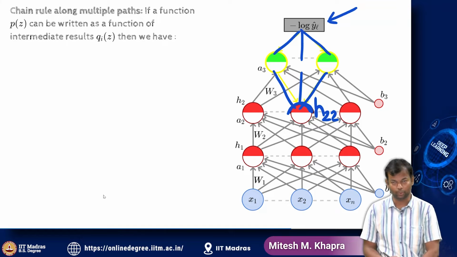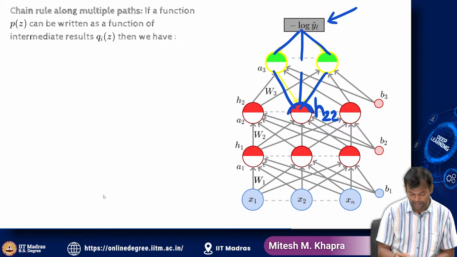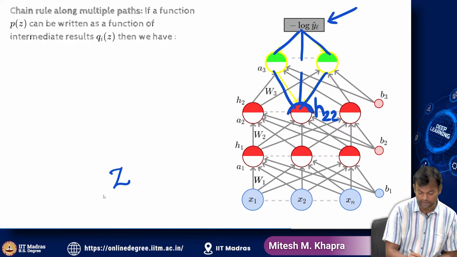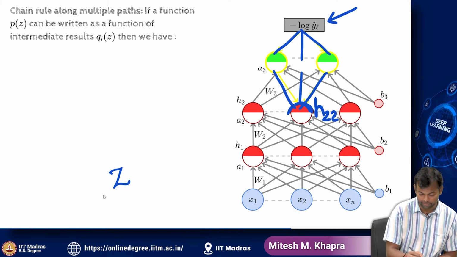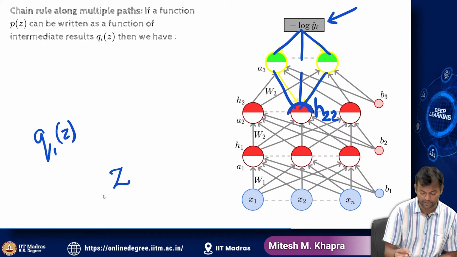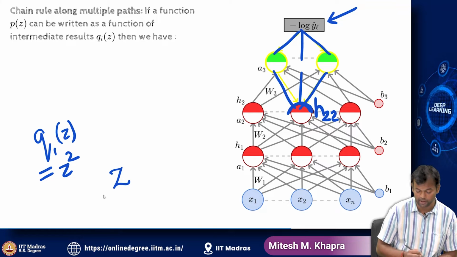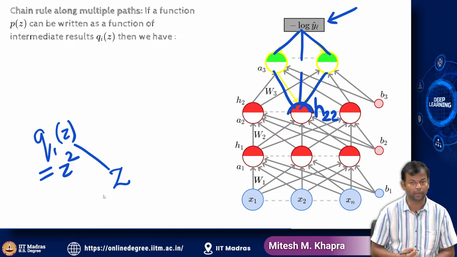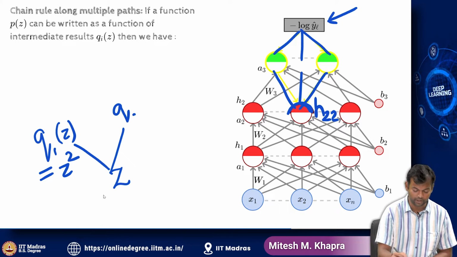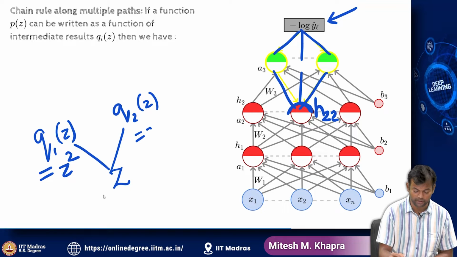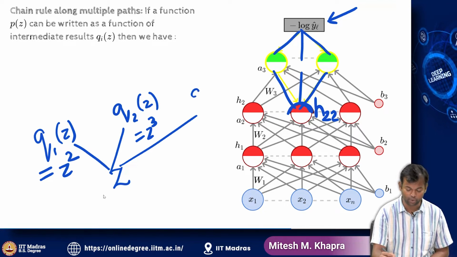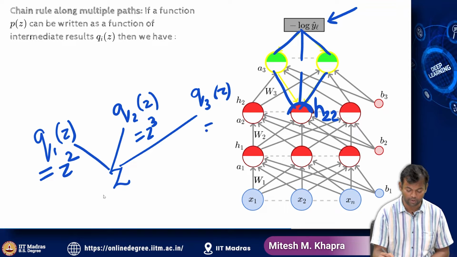So what we'll try to do now is suppose I have a variable z, and I compute one function of z, let me call the function q1, and suppose q1 of z is just z squared. So I have computed q1 of z from z. Similarly, I have another function, say q2 of z, let that be z cubed, and I have computed that also from z. And then let me have q3 of z, which is equal to e raised to z.